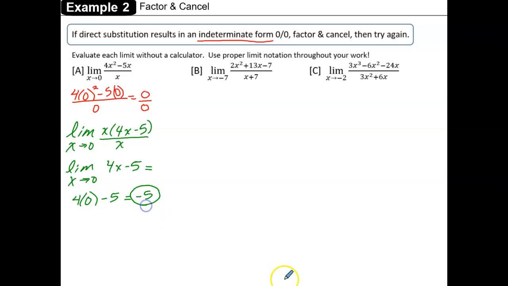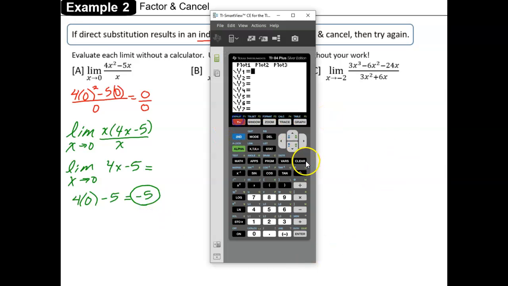Okay, we can check that graphically in the calculator if we go to the y equals, and we're going to put in our original function, 4x squared minus 5x in the numerator, x in the denominator, zoom 6. There's our diagonal line, and there should be a hole at 0, so we'll press trace, type 0 for x, and there we see y is undefined when x is 0. That's the hole.